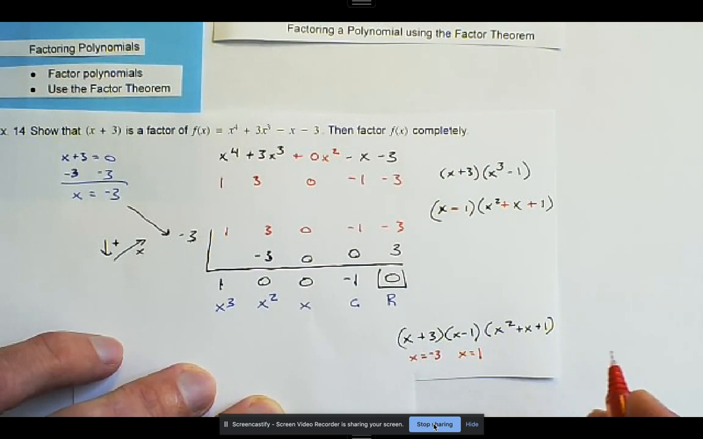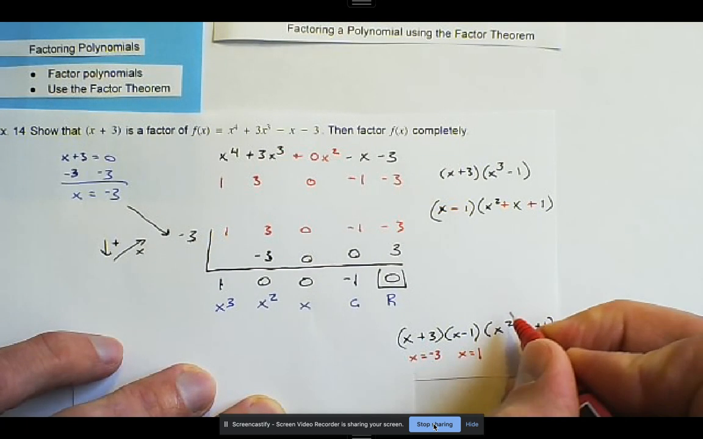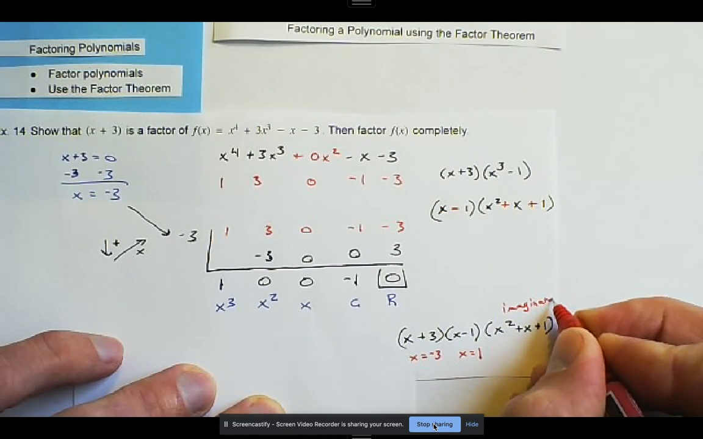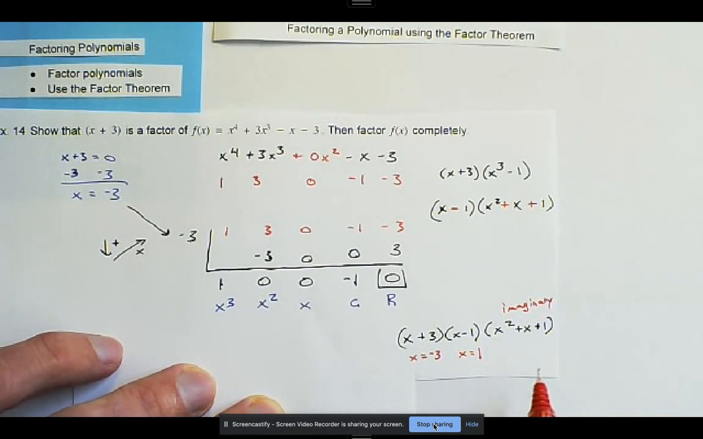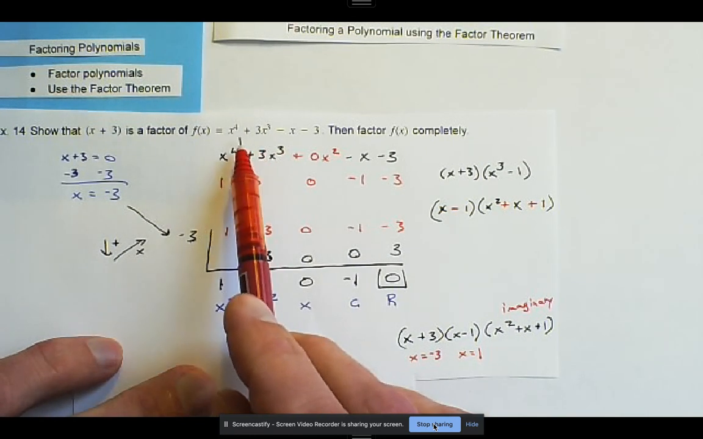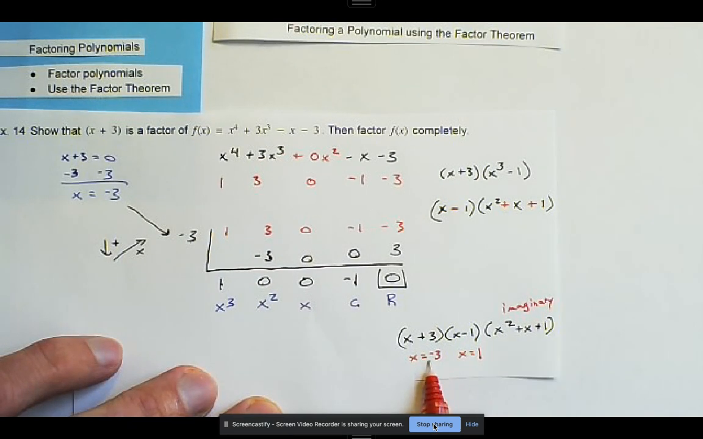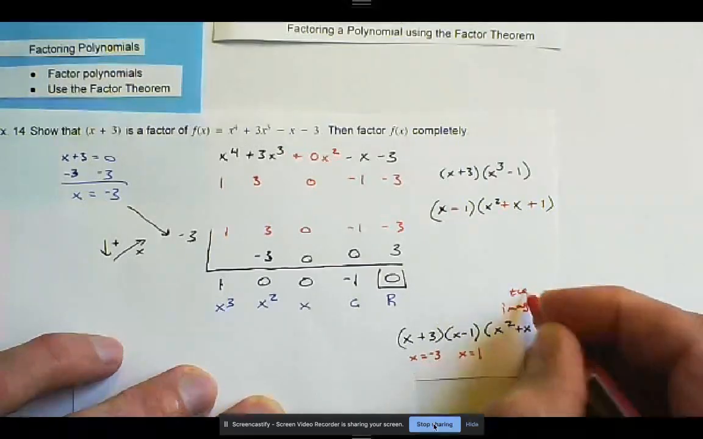imaginary zeros. And we would have to use the quadratic formula to factor that one. But we know that our highest degree is 4, so we should be looking for 4 zeros. We have 1, 2, and then we have 2 imaginary, so that's 4 total.